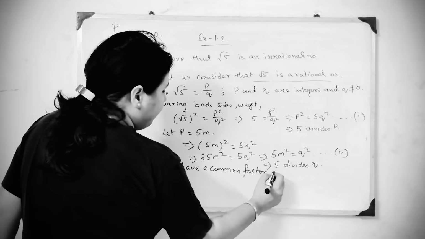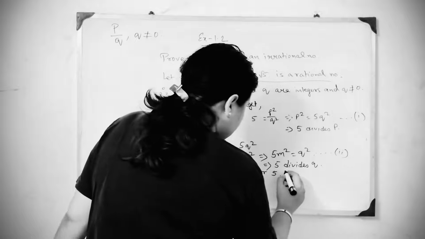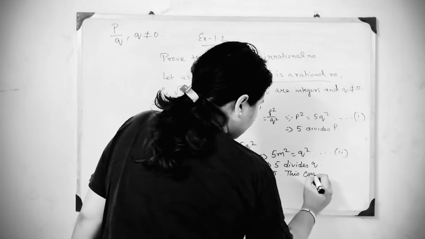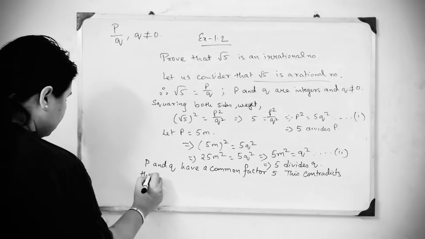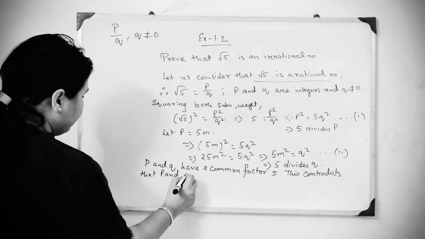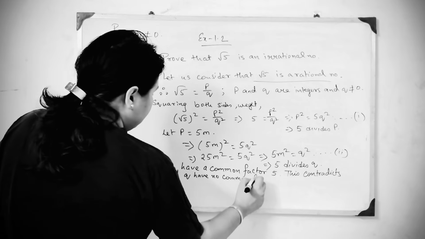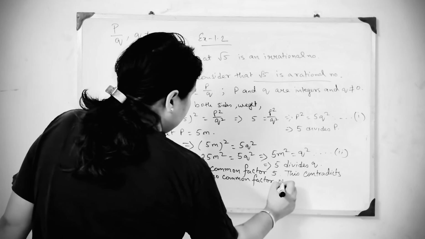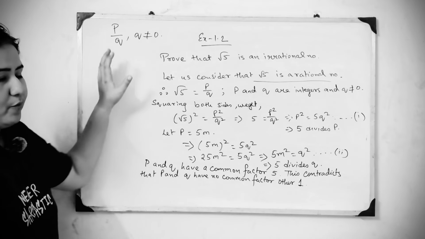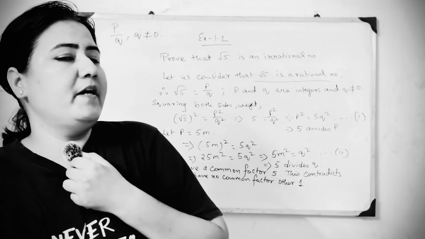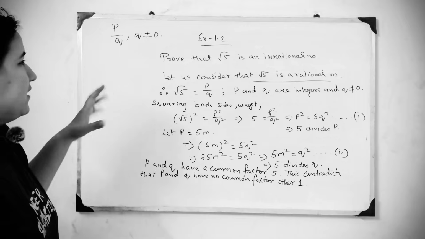What is that common factor? 5. P and q have a common factor 5, right? And this contradicts that p and q have no common factor other than 1. So if we are writing any number in the form of a fraction where both are integers, that is, the numerator and denominator are integers, and the denominator is not equal to 0, right? Then that has to be in the simplest form.